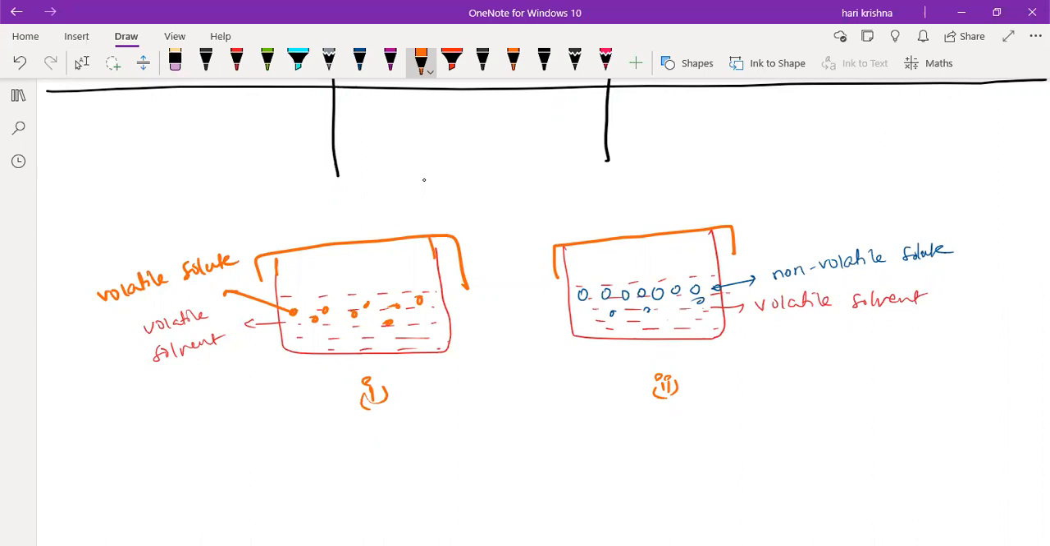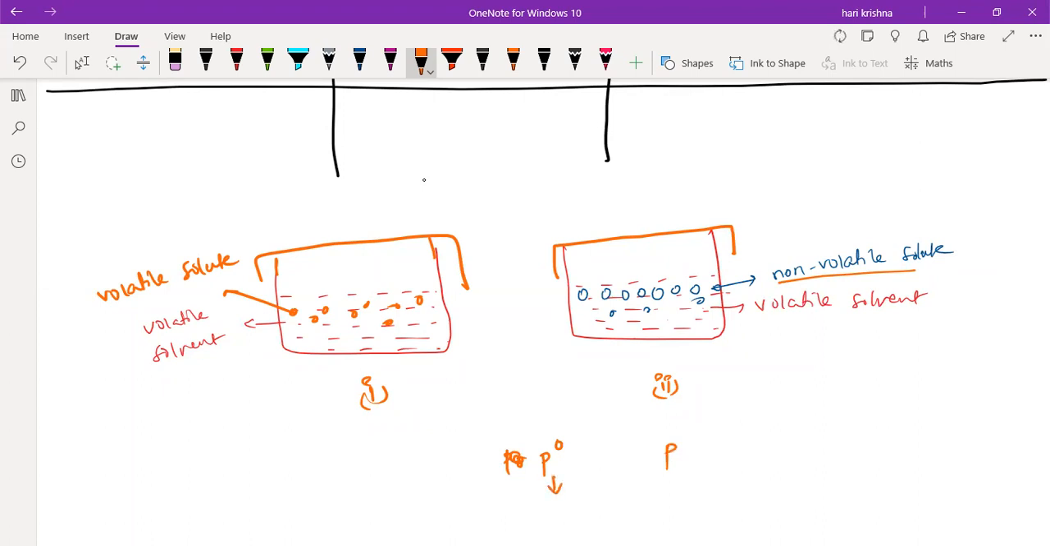Due to addition of non-volatile solute, the vapor pressure of the solution is decreasing, right? Yes or no? Due to adding non-volatile solute, the vapor pressure of the solvent is decreasing. That means P naught will be higher or P will be higher?